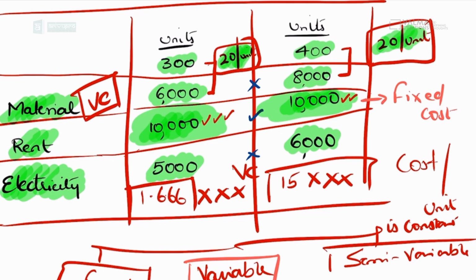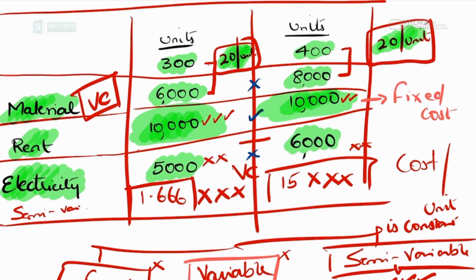Last comes the semi-variable cost. If a cost is neither fixed nor variable, we say that to be a semi-variable cost. So in this case, electricity was not constant for both 300 and 400 units, neither was it constant per unit. Therefore, we say electricity is a semi-variable cost.